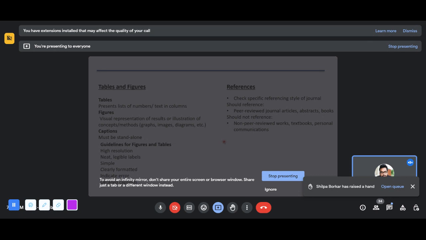Particularly for the Nature group, as I have seen, there is no particular format before it gets accepted. It is free format. You can submit in any standard format. Once it gets accepted, they will ask you to make a particular format, and then you have to do that.